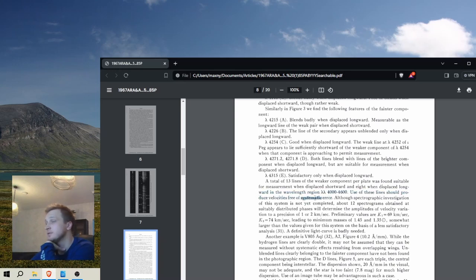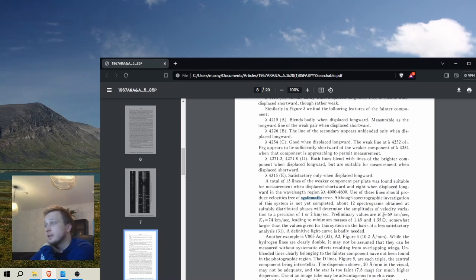Now he's talking about systematic error and another type of error, which I don't remember what he called it, but it's funny that, okay, he's sure of that now. Although spectrographic investigation of the system is not yet completed, about 12 spectrograms obtained at suitably distributed phases will determine the amplitudes of velocity variation to a precision of 1 or 2 kilometers per second.